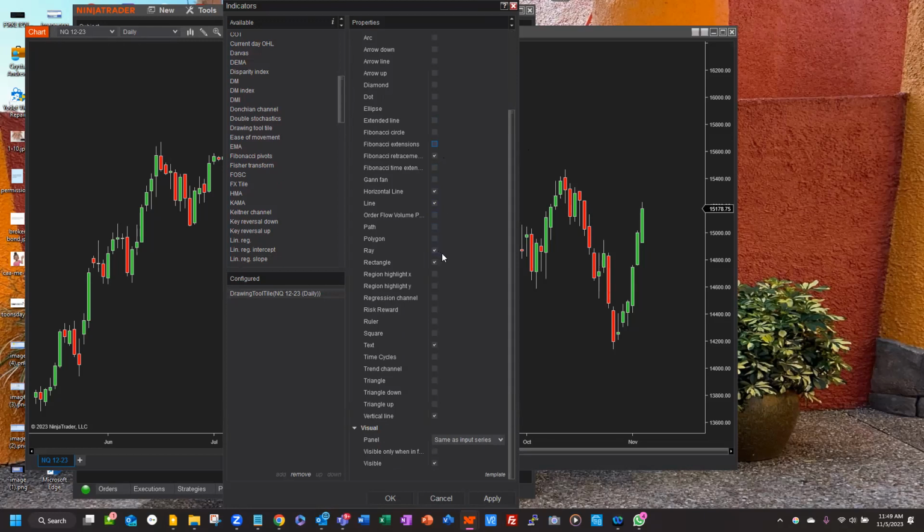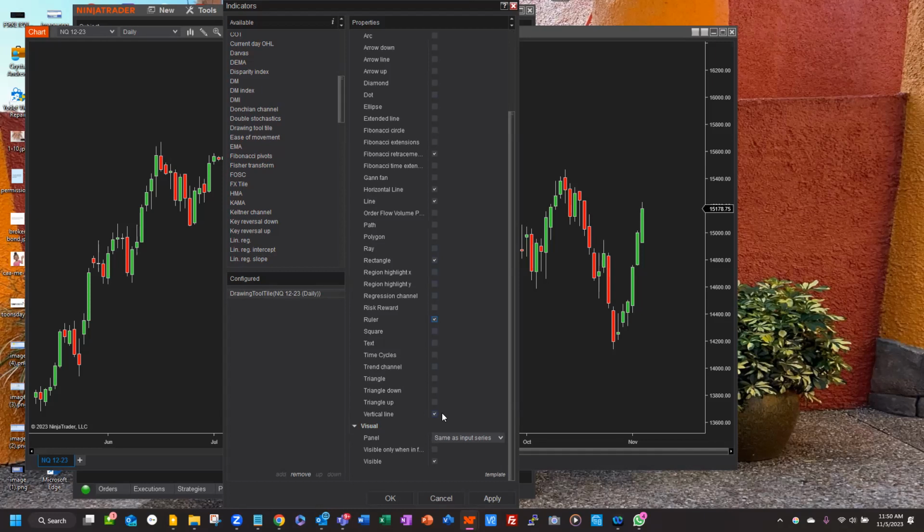Okay, keep going down. We don't need ray. Uncheck that. Rectangle, we want that. Keep that one. Yeah, rectangle. Scroll down. We don't need text. You can take text off. The ruler, check the ruler. And check vertical line. Yeah, okay. And let's see, visible and template.